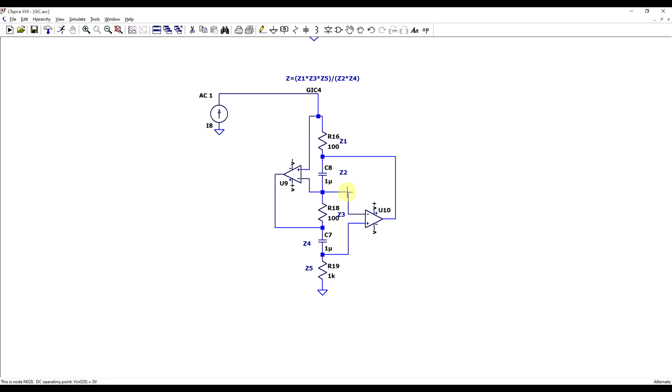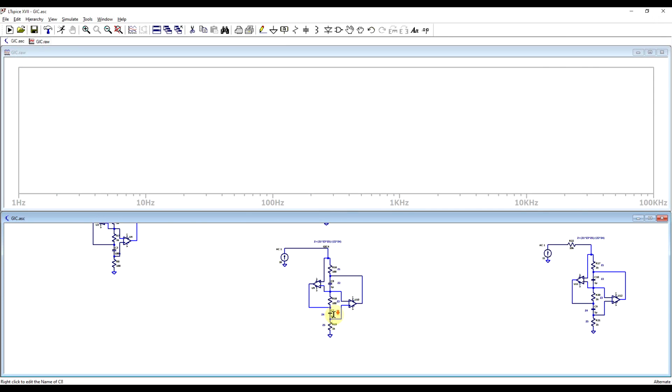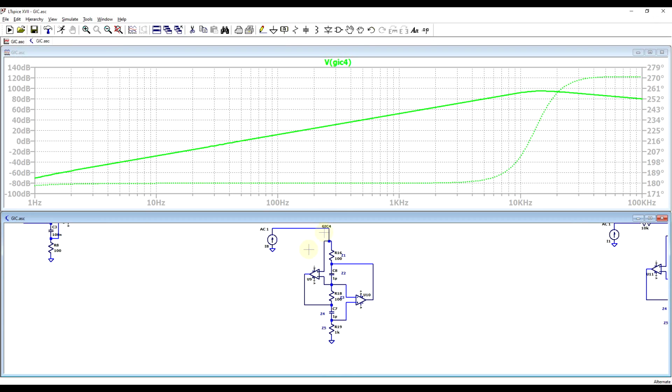To highlight the other behavior, I have this circuit in which two of the impedances are capacitors. And well, if we simulate, the final behavior is a variable impedance, but with a phase shift of 180 degrees. So this is kept up till the point where the op-amp's limitations start to kick in.